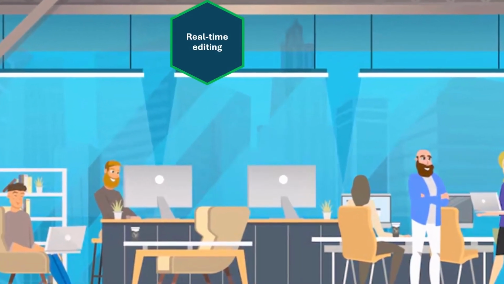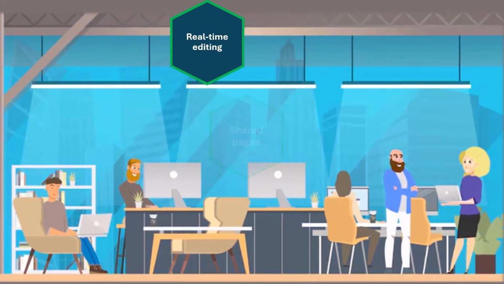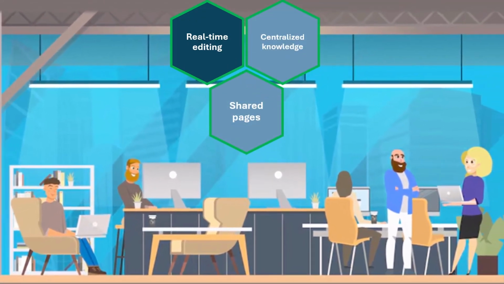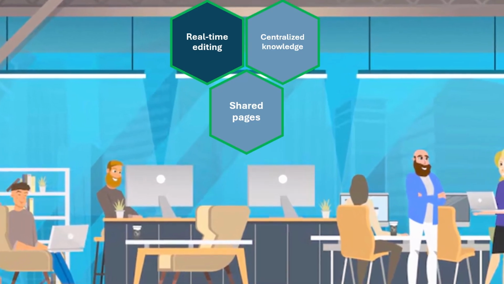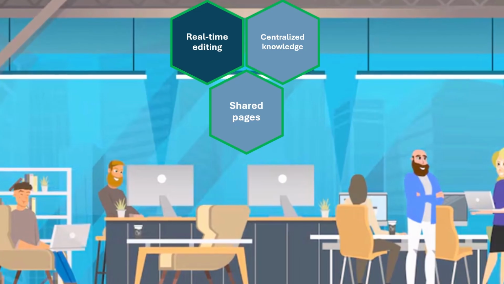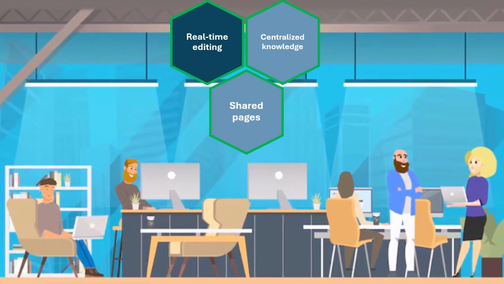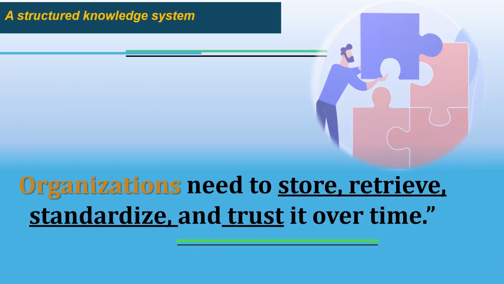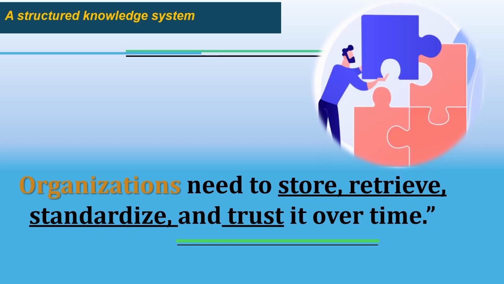Confluence is fundamentally a collaboration platform. It allows multiple users across the teams, including the developers, testers, HR, managers, to work together on a shared content in real time. Without a workspace, communication becomes fragmented. So Confluence solves this by providing real-time editing, the shared pages, central knowledge. Confluence is not just a document editor, it is a structured knowledge system. Organizations do not just create content, they need to store and retrieve, standardize, and trust all the information over the time.